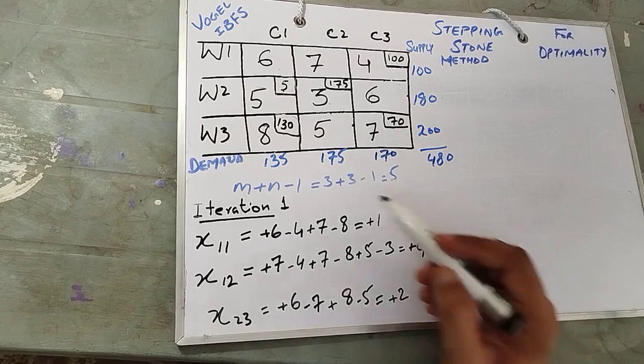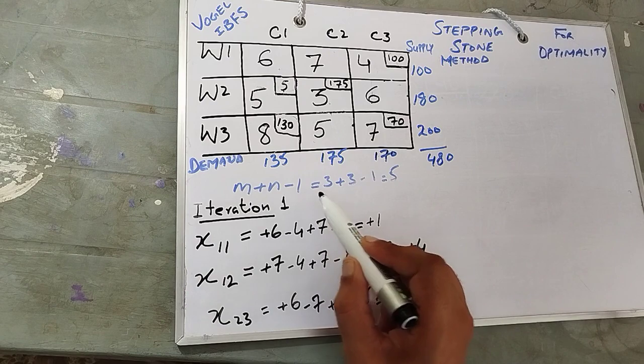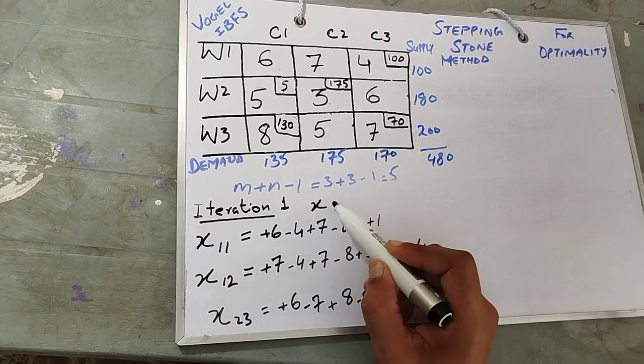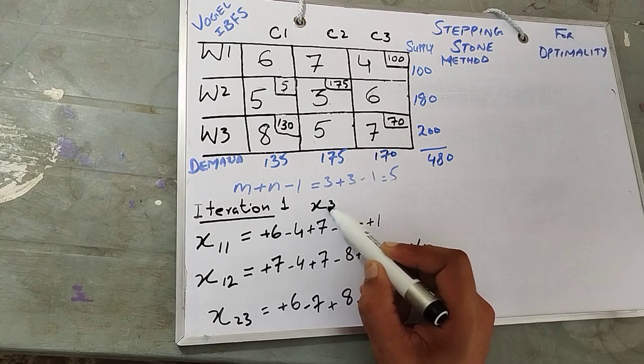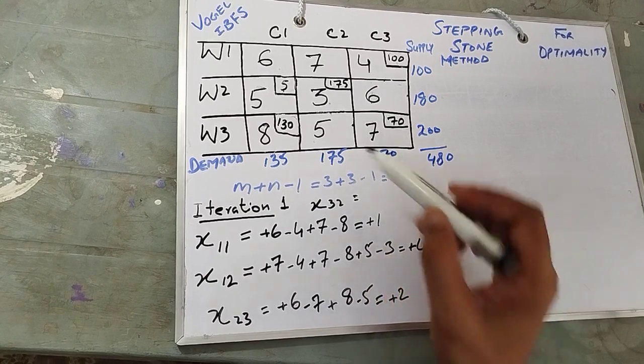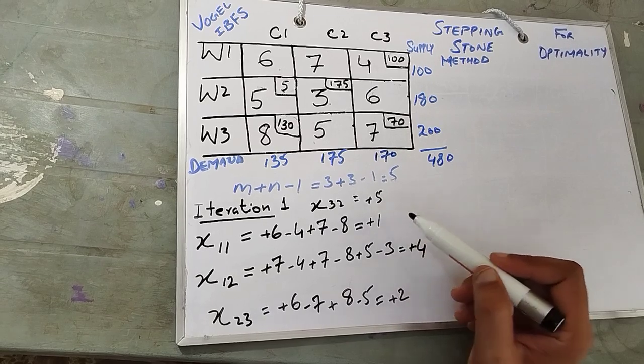So let's solve the last as well. The last we will solve over here, X32, which is plus 5.